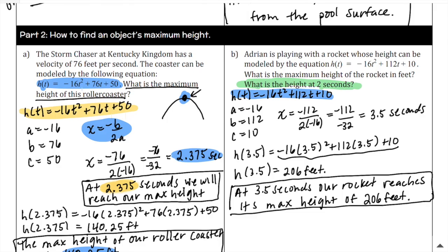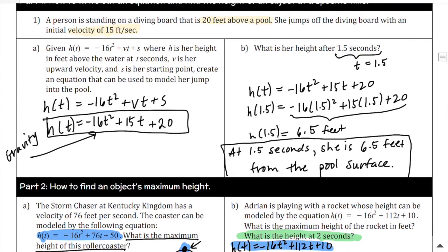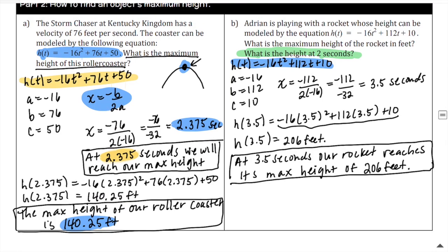It says, what is the height at 2 seconds? So just like part 1 and part B, if I want to know the exact height of the rocket at a certain time, I'm just going to plug in that time, just like we did with that 3.5 seconds. So I'm going to plug in this 2. I got h of 2 is equal to negative 16 times 2 squared plus 112 times 2 plus 10. Once I plug this all in, I get 120 feet.